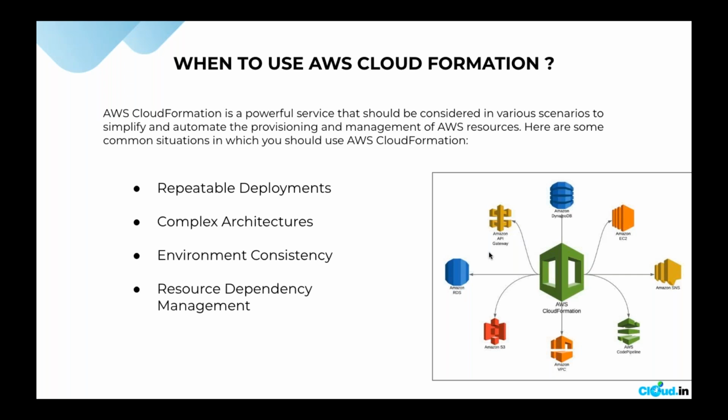Next, we have resource dependency management. In AWS, resources often have dependencies on other resources. For example, an EC2 instance depends on a VPC and a security group, as I mentioned before. So CloudFormation handles these dependencies automatically, simplifying the resource provisioning.